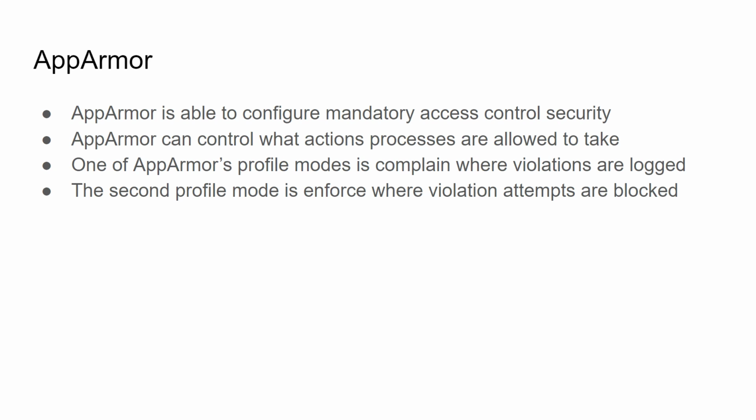AppArmor has two profile modes it can use to choose how to respond to violations that are important to take note of. One of AppArmor's profile modes is Complain, where violations are logged to alert personnel of violations and keep a record. The second profile mode is Enforce, where violation attempts are blocked.